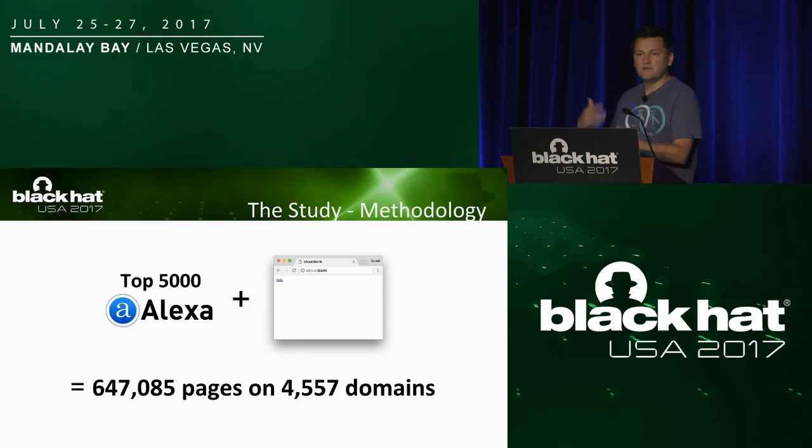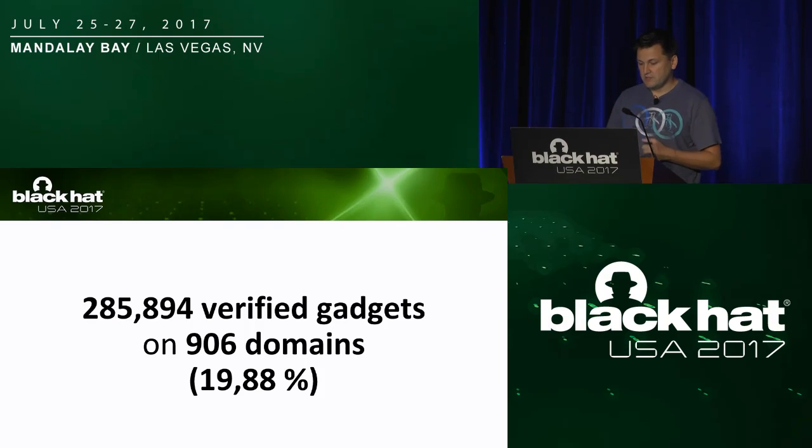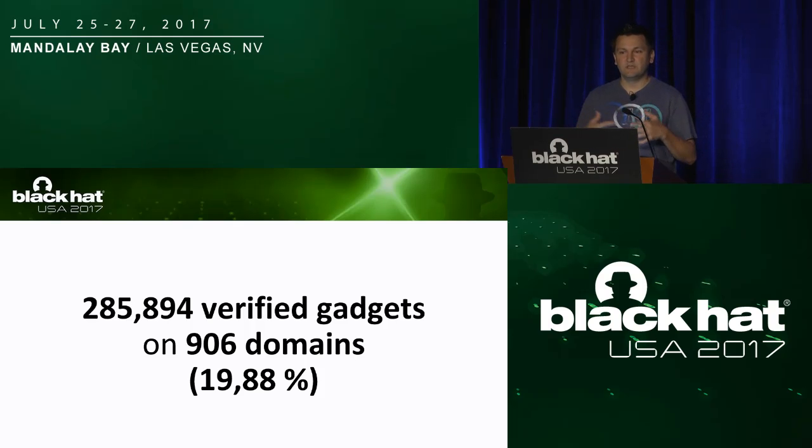And then we ran this exploit generation and injected all these gadgets into these pages. And actually we were able to verify about 285,000 gadgets in these 650,000 URLs. These gadgets are not necessarily unique, but we found them on 906 domains. So what is the key takeaway of the slide is that about 1 in 5 websites have verified gadgets in userland code.